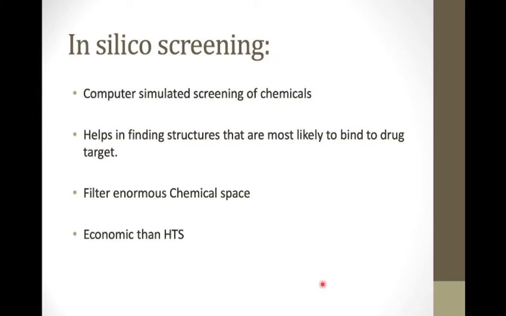Moving on now to in silico screening. In silico screening essentially is computer simulated screening of chemicals, and it helps us to find structures that are most likely to bind to a drug. So it's using computers to do the screening as opposed to wet bench science, and it helps us to then filter the chemical space. So this can be enormous. And it's more economical than high throughput screening. However, it doesn't really tell us whether or not the compounds that we get from the screening will work in principle.